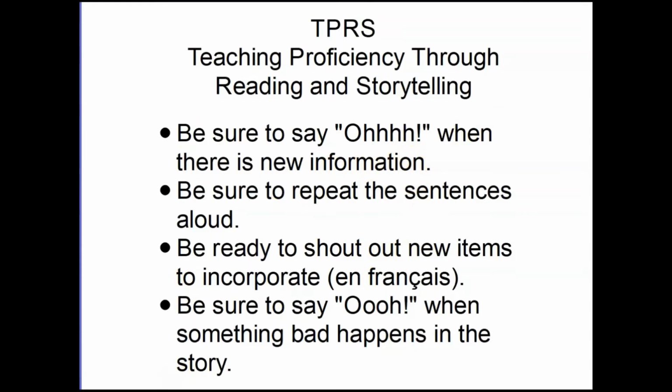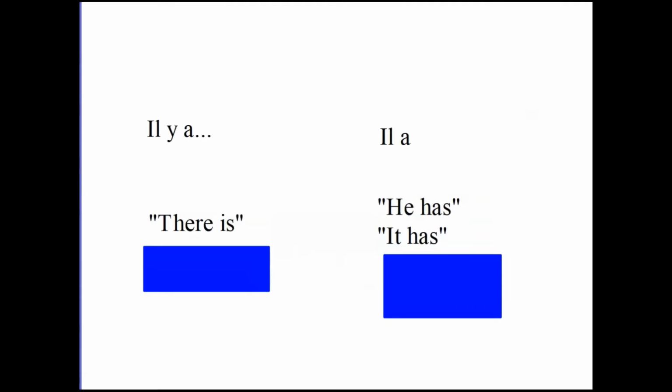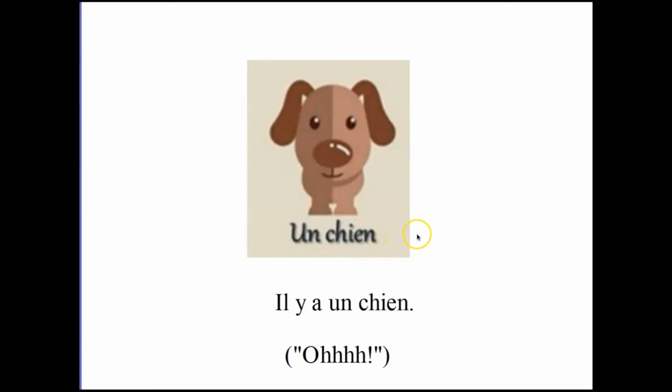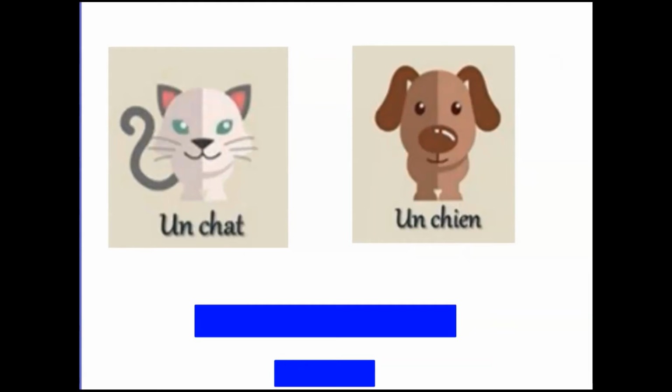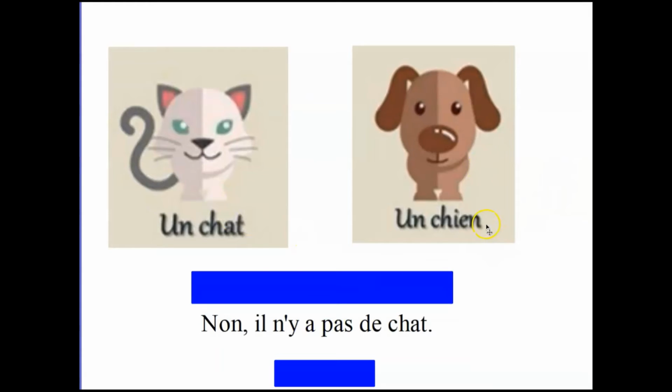So there's instructions to the students that they have to say ooh and ah. And I started them by telling them the difference between il y a and il a. So they know that. And then I just started the story, il y a un chien. Chien gets introduced fairly early in Duolingo Basics in the French section. Okay, and then il y a un chien, il y a un chat. No, il n'y a pas de chat.